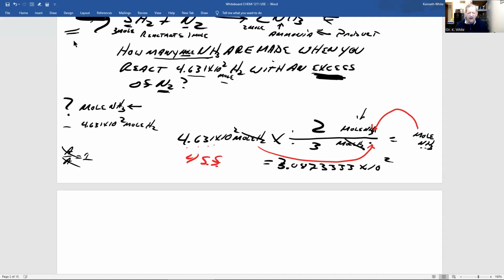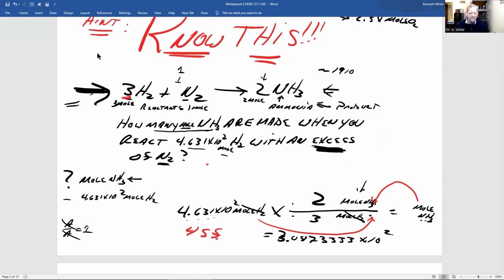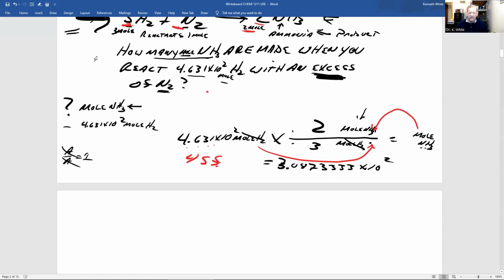The coefficients of a balanced chemical equation are exact numbers. Therefore, 2 is an exact number, 3 is an exact number, and they don't play a role in your final answer. Therefore, the only number that determines the significant figures is 4. So I'll let you round this off to 4 significant figures. Your turn.